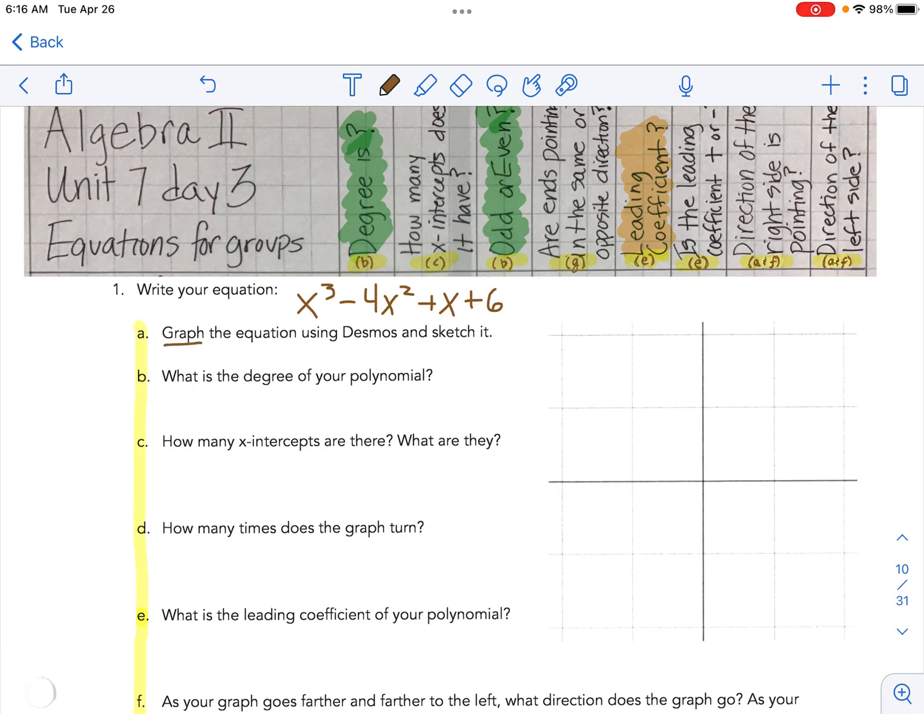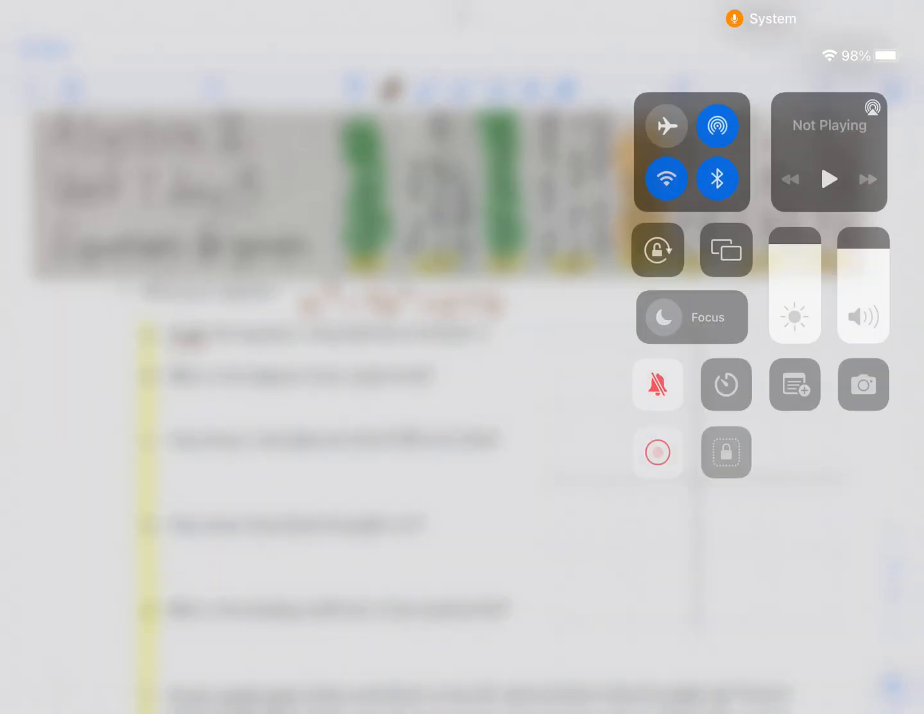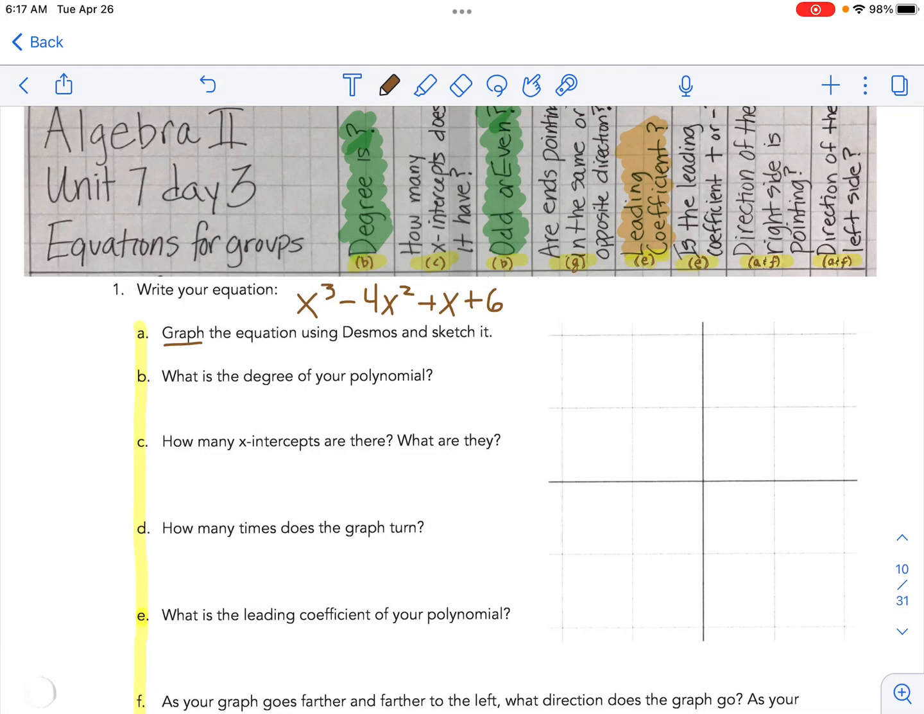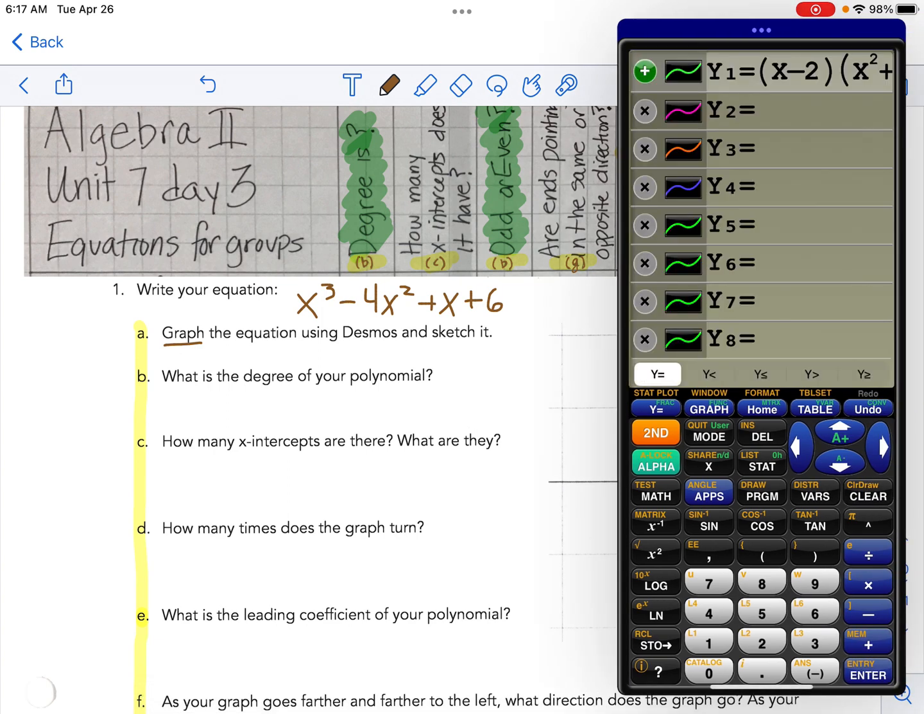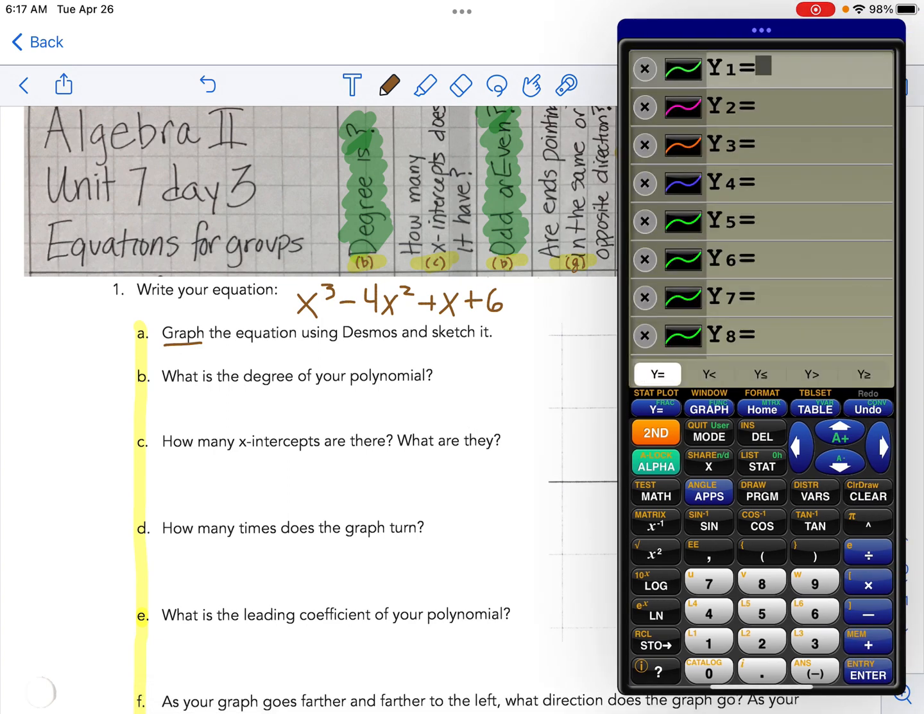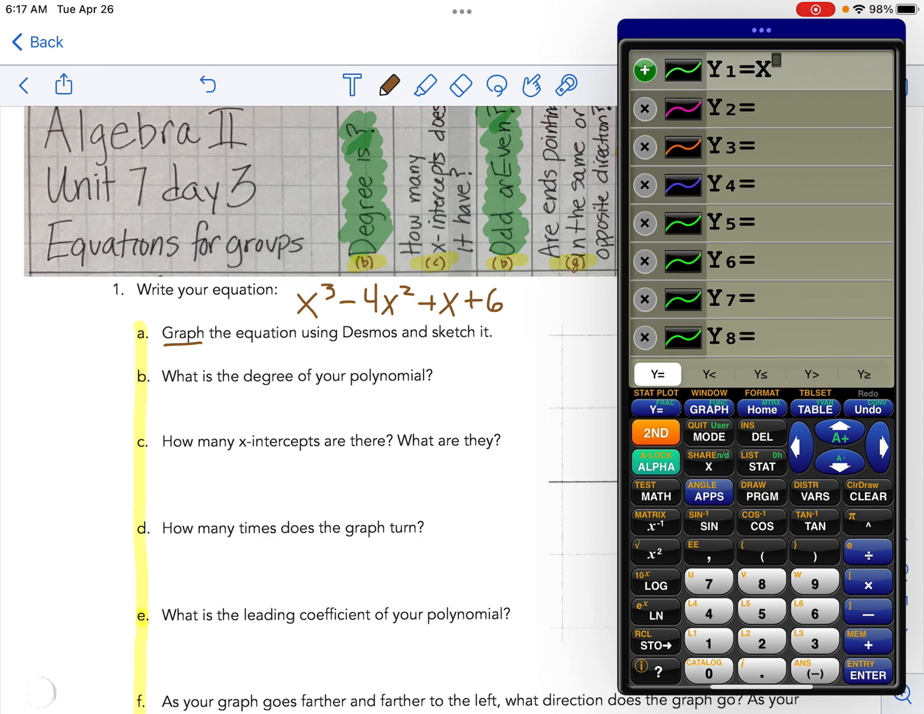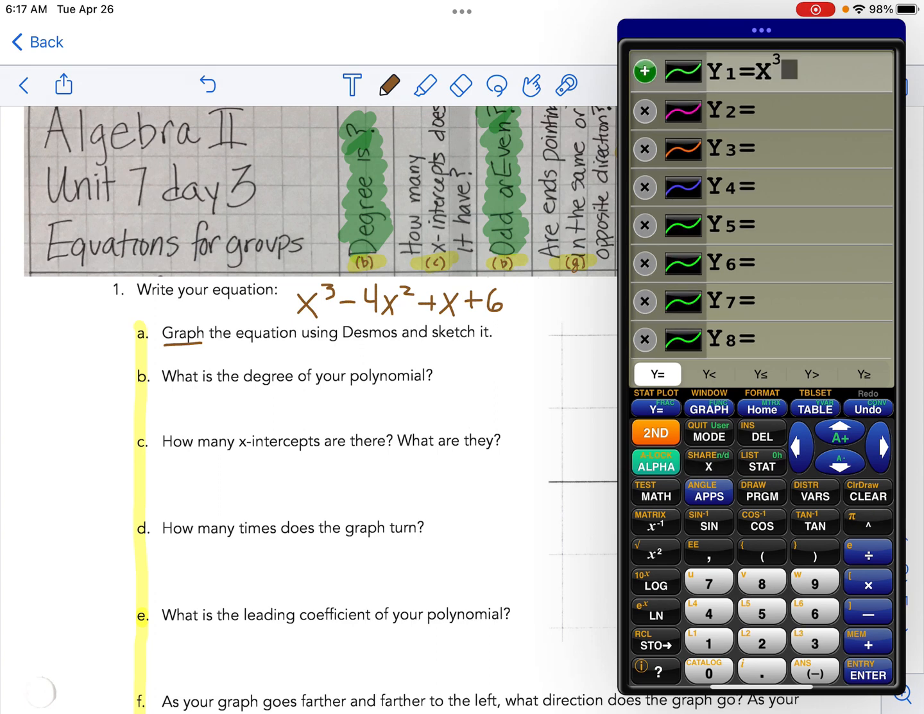So the first thing we're going to do is graph this. So we're going to pull our graphing calculator out here. Where is our graphing calculator? I guess I don't have it up. There it is. And we're going to graph this. So y equals, we're going to go x cubed, so x caret 3, arrow to the right, minus 4x squared, arrow, plus x plus 6. So I'm going to put that in.